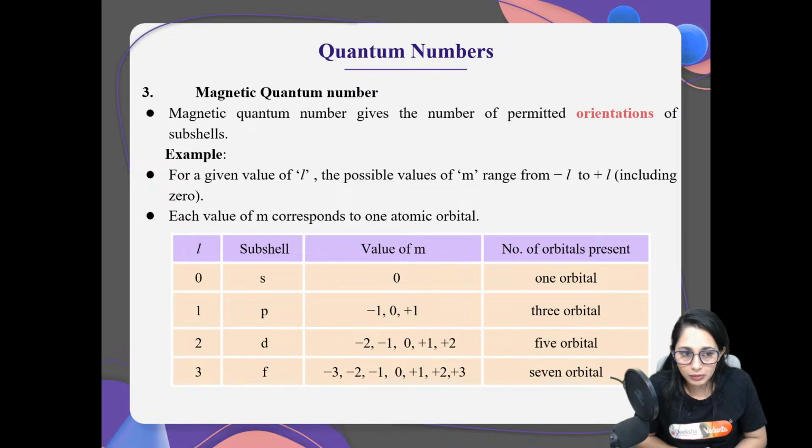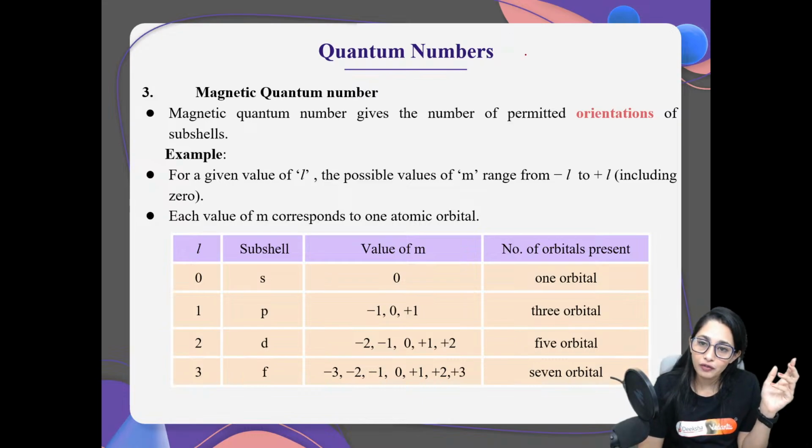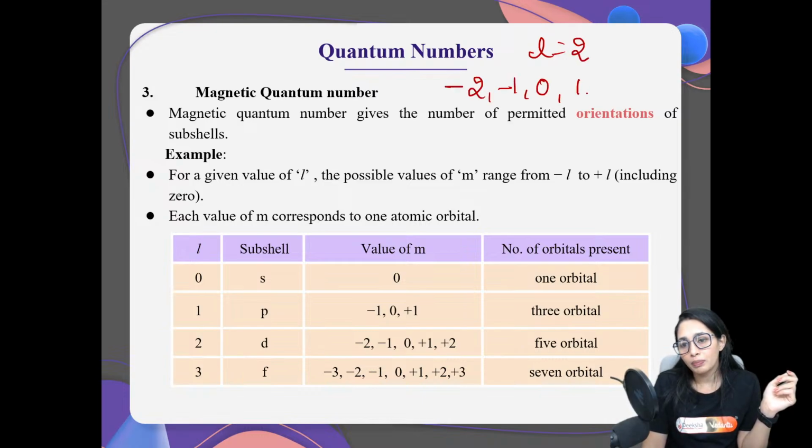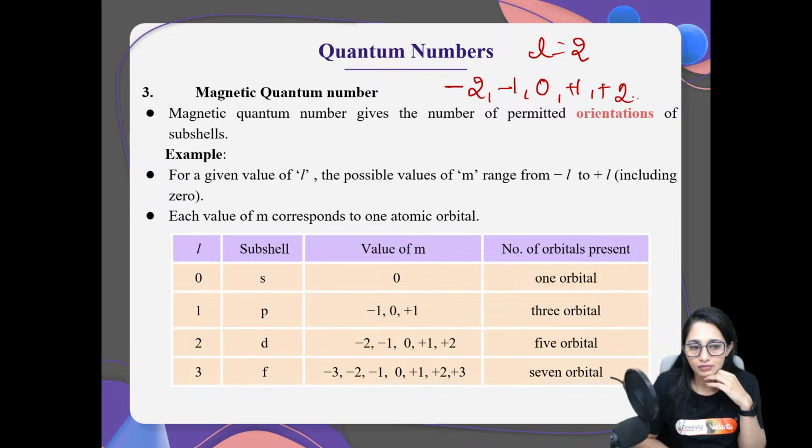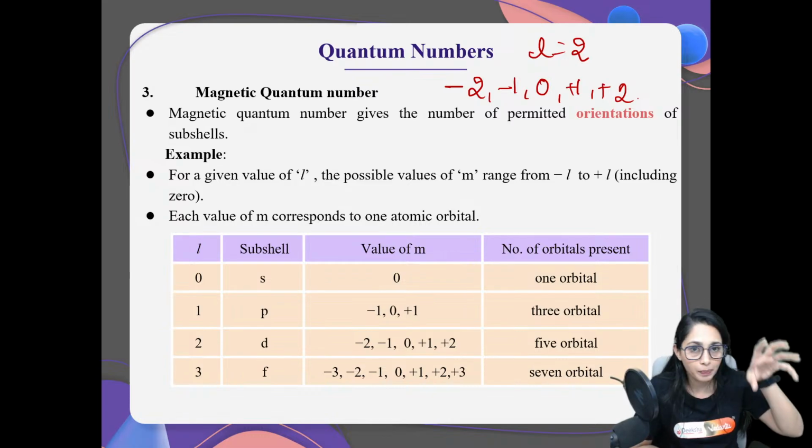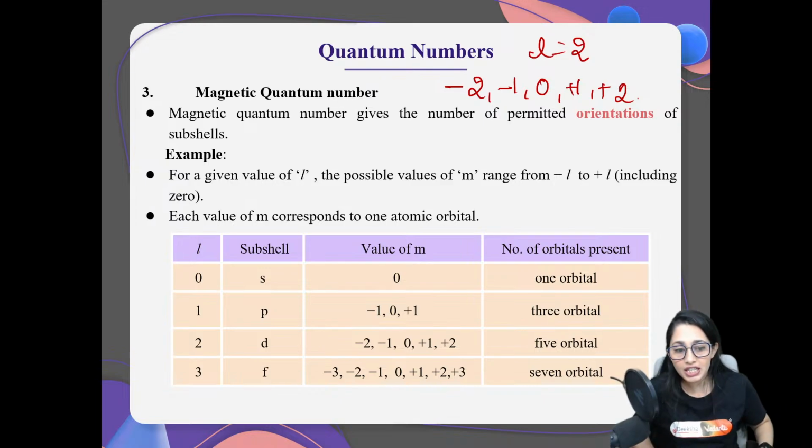Next we have magnetic quantum number, the third one. Magnetic quantum number gives the number of permitted orientations of a subshell. What is the orientation of the subshell? This will be given by the magnetic quantum number. For a given value of L, the possible values of M range from minus L to plus L, which means that if L is equal to 2, it could be minus 2, minus 1, 0, plus 1 and plus 2. Each value of M corresponds to one atomic orbital. Orbital is the region of space where the probability of finding the electron is more.